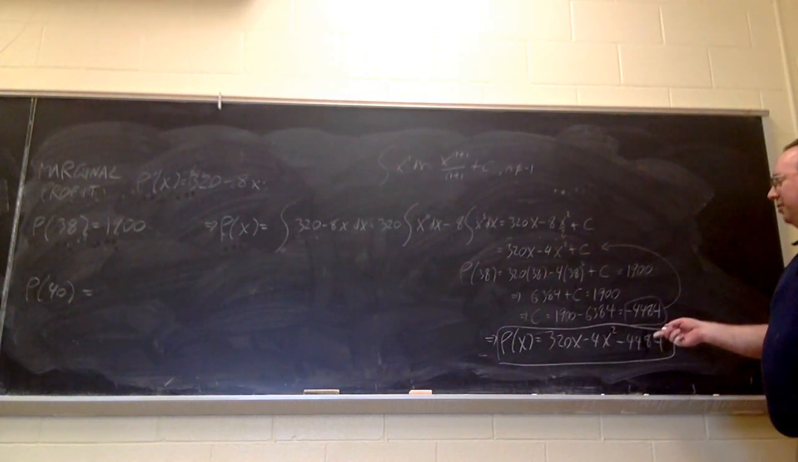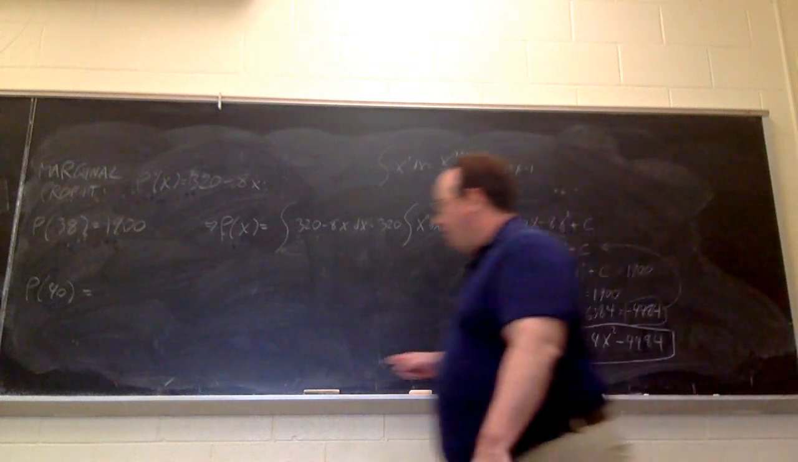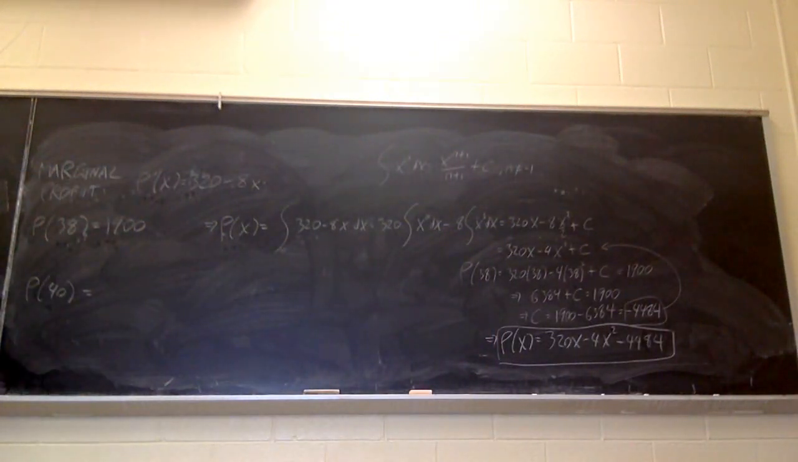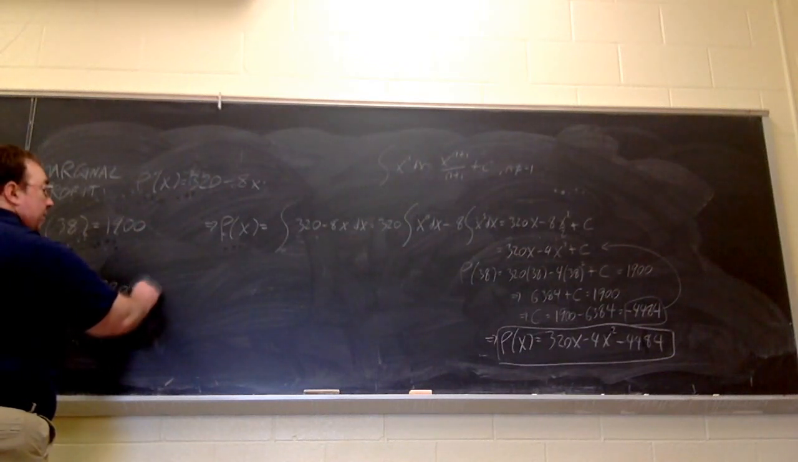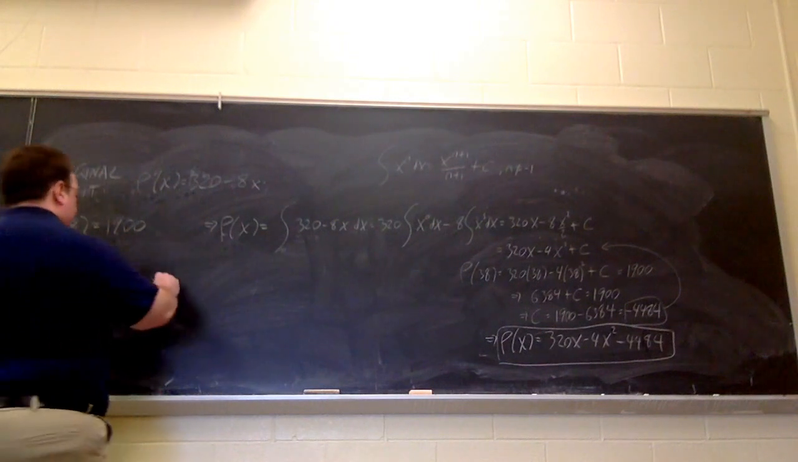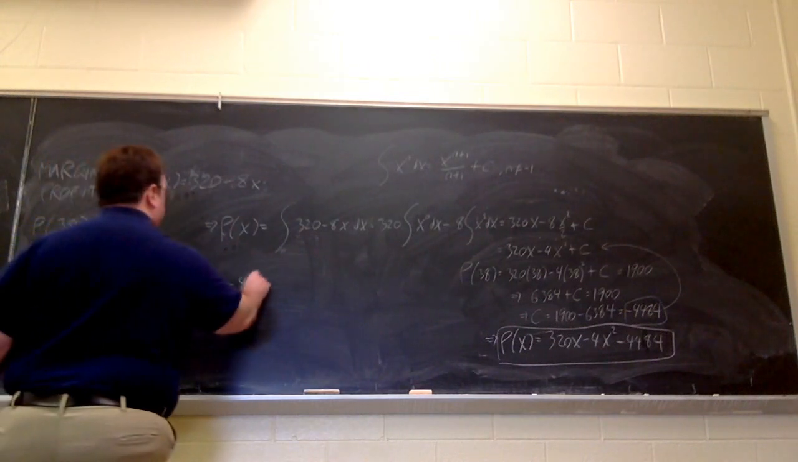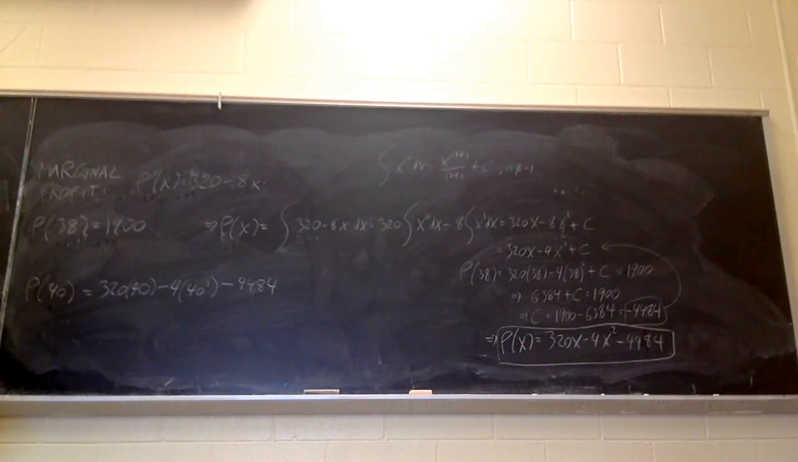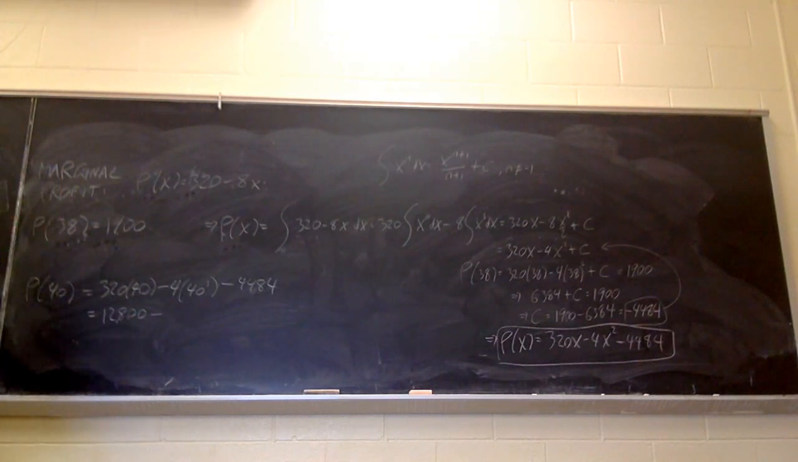What it means is, if you don't sell any units, you're $4,484 in the hole, presumably from the cost of manufacturing those units. Now we can use this profit function to answer the other part of the question. What is the profit when x is equal to 40? For that, I will substitute x equals 40 into our profit function. So 320 times 40 minus 4 times 40 squared minus 4484.